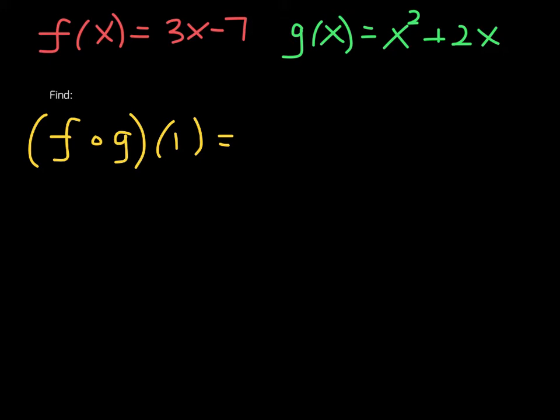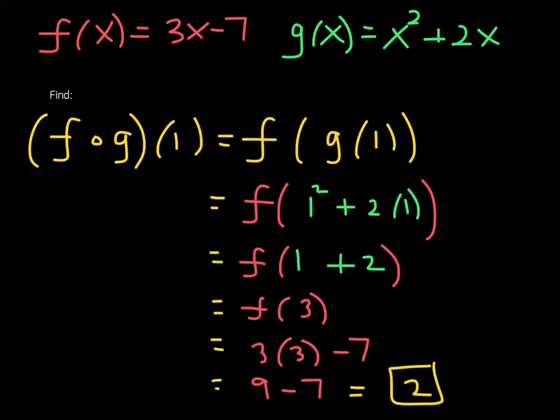All right, so let's see how you did. I'm going to show you the whole solution. All right, here it is. So f composed with g at 1 is, by definition, f of g of 1. So we plug 1 into g first. So that'll be 1 squared plus 2 times 1, which turns out to be 3. And then I plug 3 into f, which would be 3 times 3 minus 7, 9 minus 7, which is 2. I hope you did well on that one.